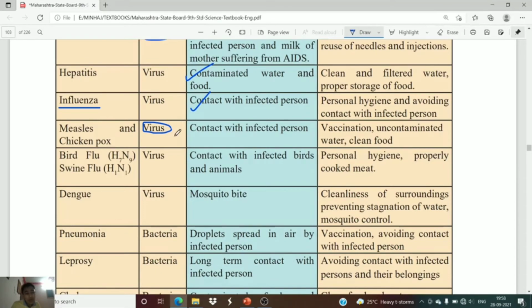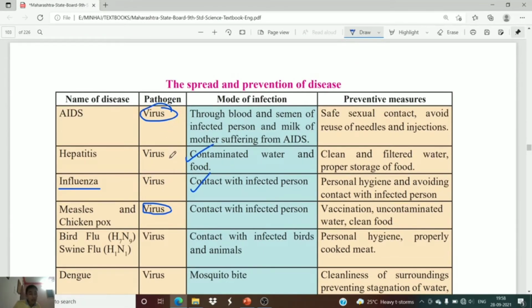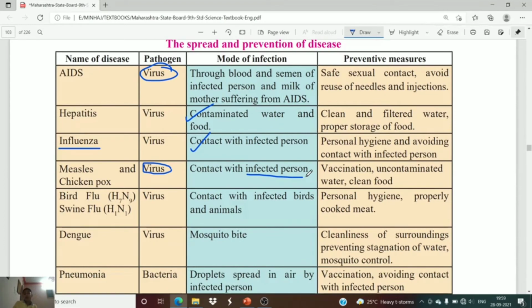Okay, so all these are the microorganisms which are harmful to us. Now, how can chickenpox or measles be spread, or what is the mode of infection? It can be spread by the infected person itself. The preventive measures are vaccination. You must vaccinate yourself if you want to be safe from all these diseases. Do not use any water which is contaminated, and we must eat hygienic and clean food.